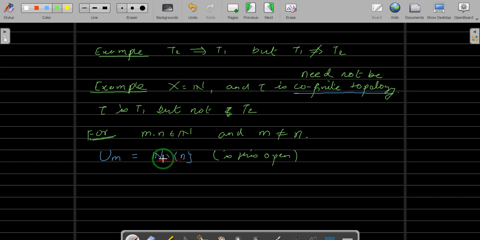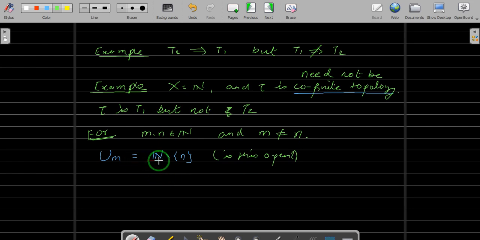have removed n. So obviously, if you remove only one point, which is n, and n is not equal to m, that means this m will be in this set. So this is the neighborhood of m. Okay. And this is open because when you take the complement of it, it is N difference (N minus {n}), which is the singleton n, which is finite. So this is the open set.